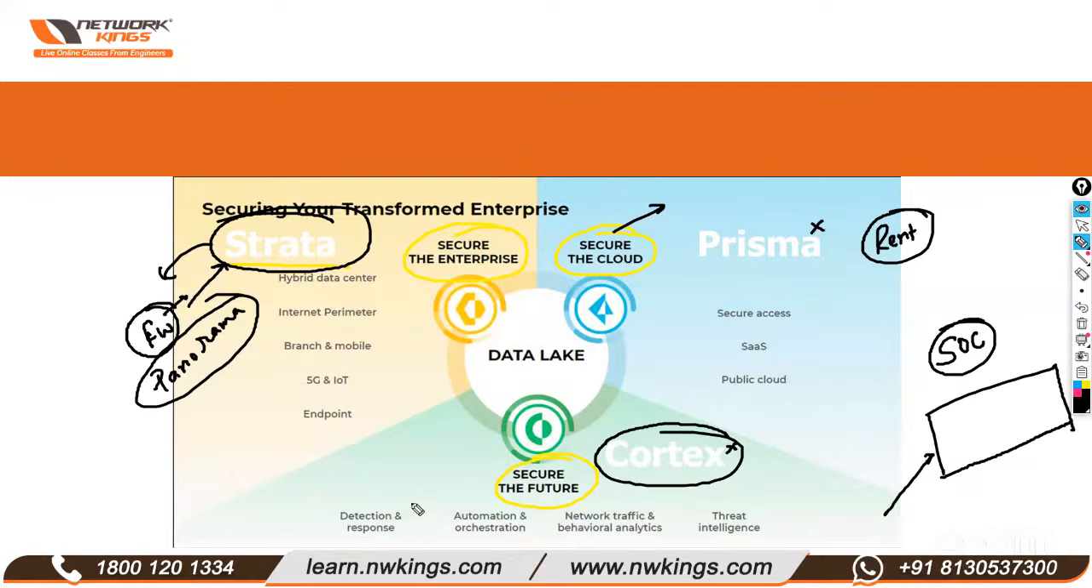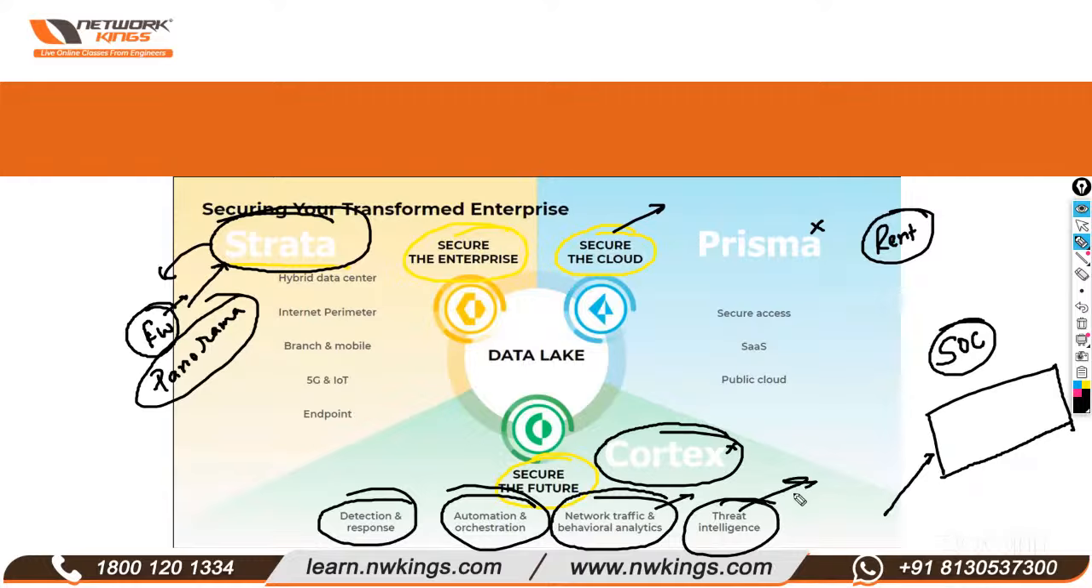Now they can do some kind of detection, and also they can do some kind of automation. So they offer automation. It does not mean that you can automate the Palo Alto devices or services. No, you can automate so many other things as well. You can do some kind of network traffic analysis, and you can build some threat intelligence in the Palo Alto firewall, so that it can give you an idea whether the attack can happen or not, some kind of rules that you can create.